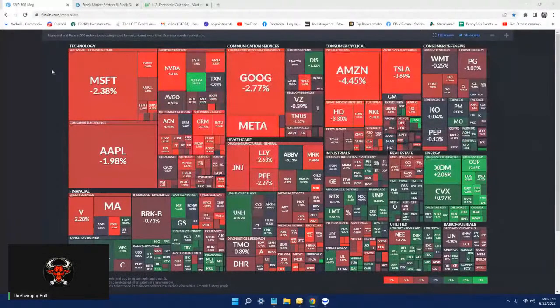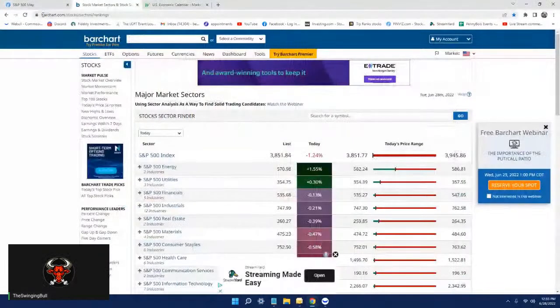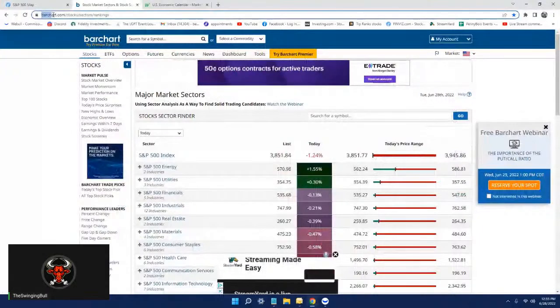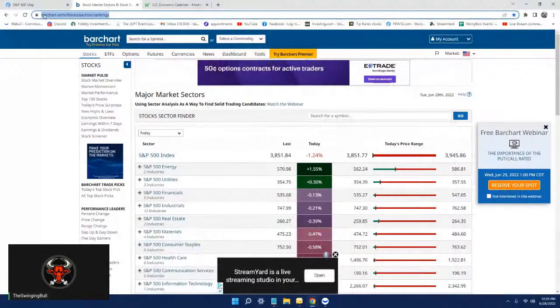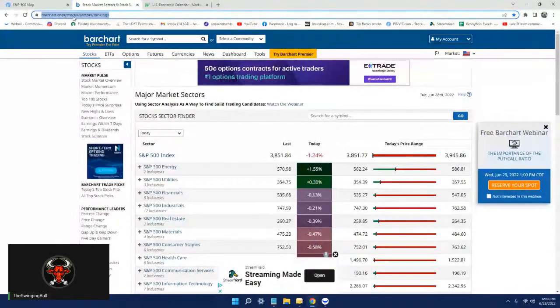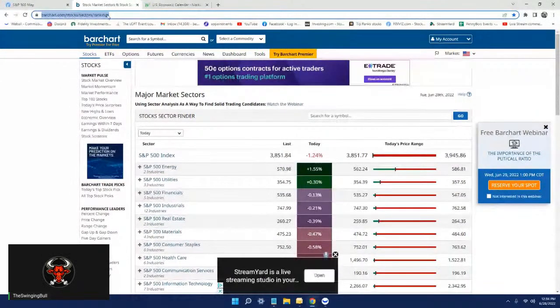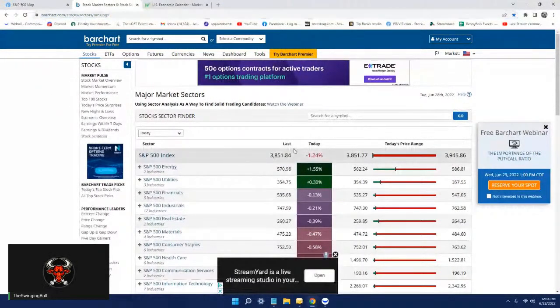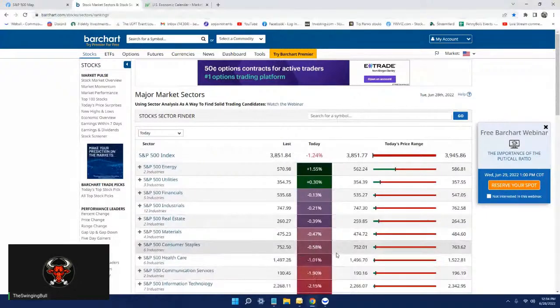Another tool that you can add to your toolbox is sector information. If you're looking at my screen here, you can add this URL to your bookmarks. It's barchart.com/stocks/sectors/rankings, and that'll give you the sector information for the S&P 500 index here.